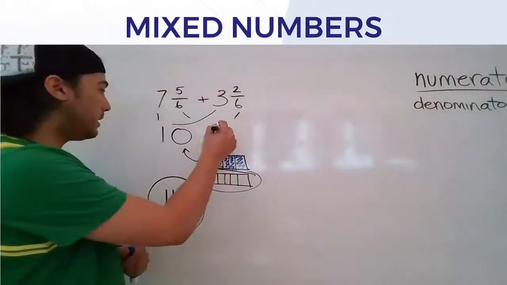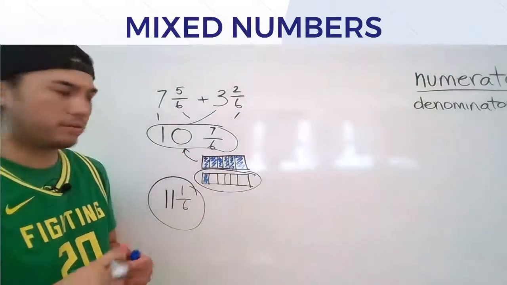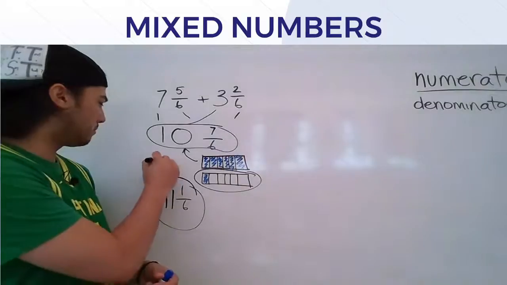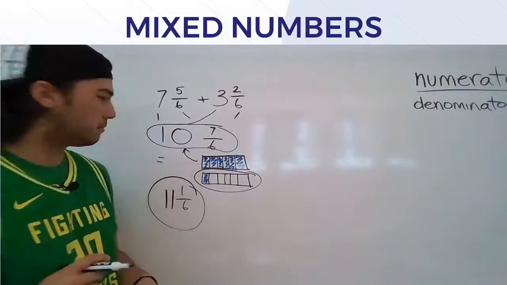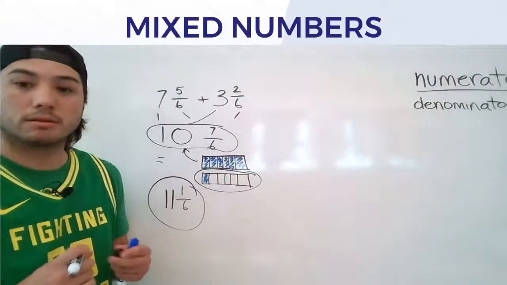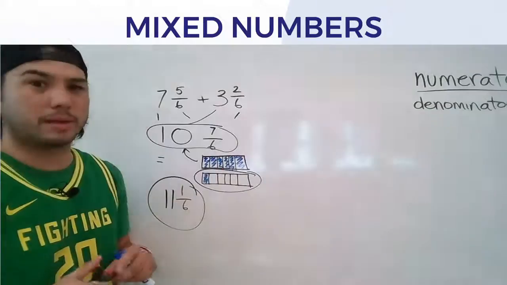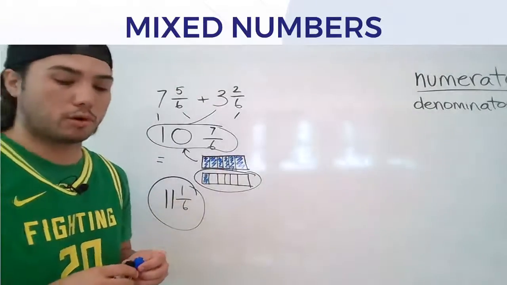Okay, 10 and 7/6. Mathematically that works, but it can be a little bit simpler. These are equivalent. Okay, 11 and 1/6 is just more simplified. It doesn't have what we call an improper fraction here. We're going to talk about improper fractions in depth tomorrow.